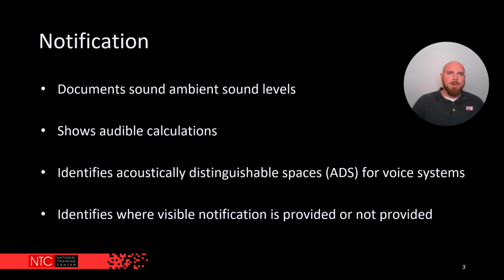Now, on the notification side, we provide additional details to show that our audible appliances will provide what we need them to provide above the average ambient sound level. Things that we document are the ambient sound level initially, and what calculations we went through to ensure the spacing of our appliances, so that we are producing what needs to be produced. It identifies acoustically distinguishable spaces for voice systems, and also identifies where visible notification is going to be provided, as well as where we are going to omit visibles. We need them in all spaces for the most part, but there are some places where it's not a necessity.